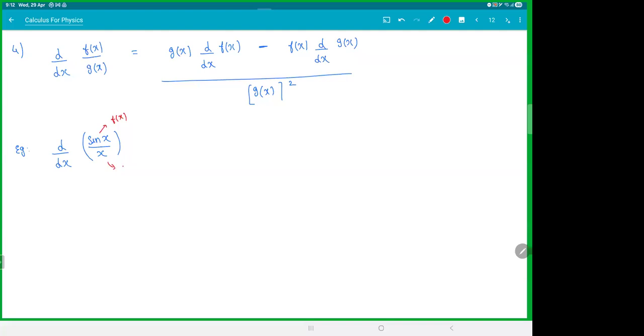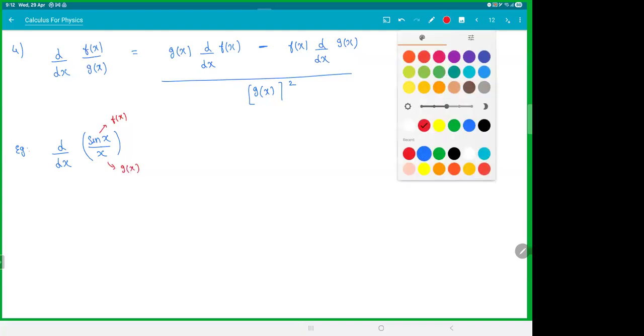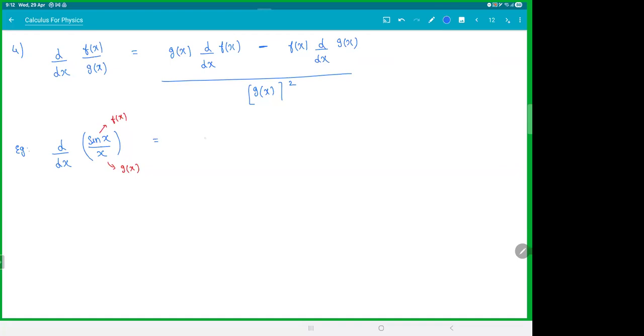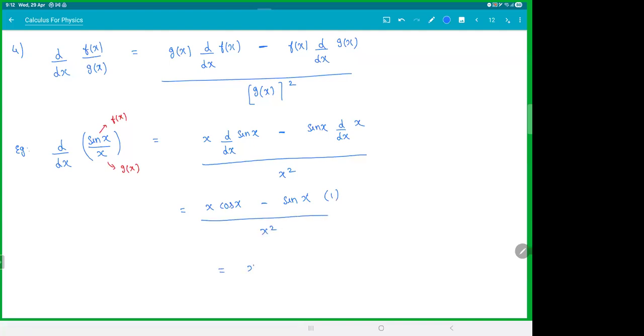Sin x is f of x. The denominator x is g of x. So if you apply this in the formula, you end up with x times the differential of sin x, and your f of x is sin x, times the differential of x by g of x, which will be x square. Then simplify this. Sin x ka differential is cos x, and dx is 1, and the denominator is x square. So this would be x cos x minus sin x by x square.